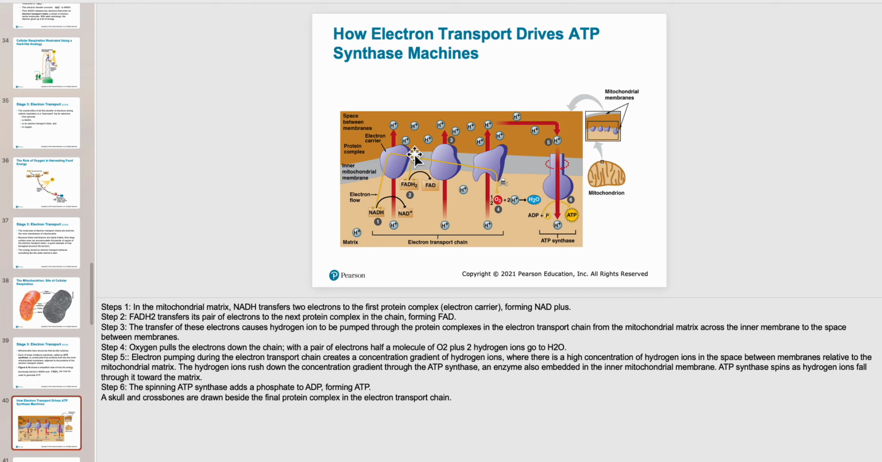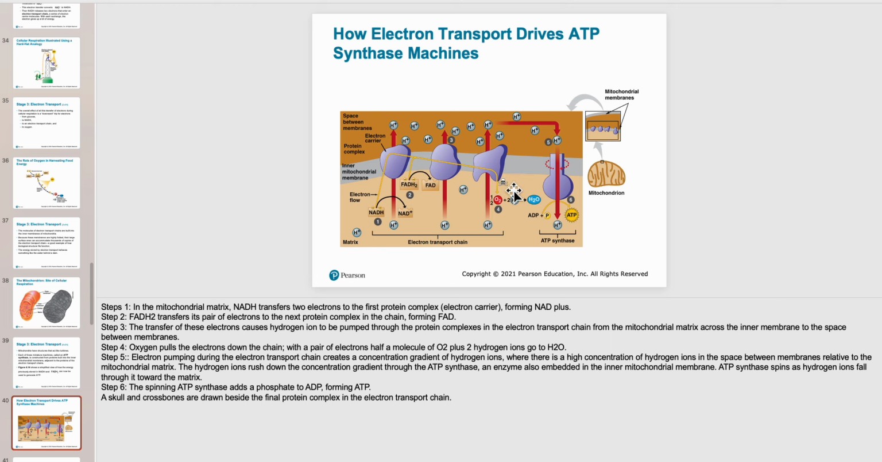And again, we saw over here a little skull and crossbones kind of thing. And that's to show you that the electrons are actually moving down this pipe. And it's the electrons that are actually moving the hydrogen ions to this higher concentration. So the electrons are used to move them to the higher concentration.